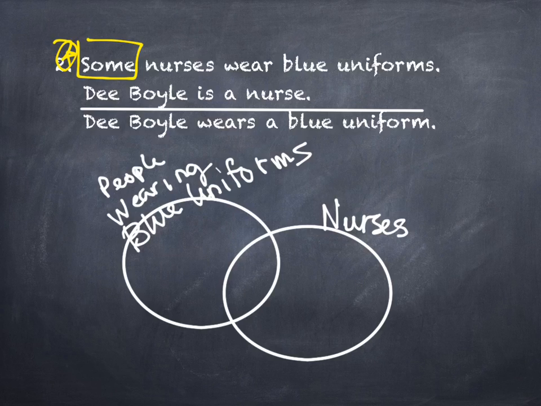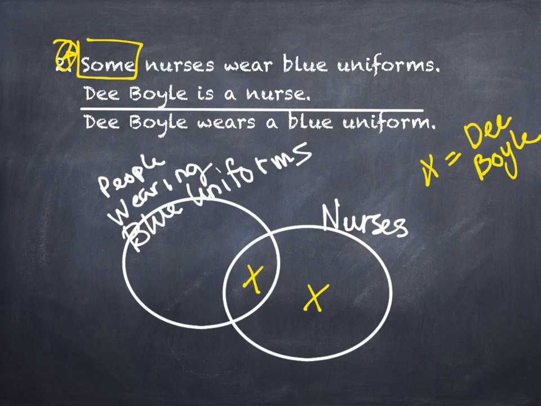And then we're going to do the same thing we did last time. We're going to let the letter X, or whatever you want, be D. Boyle. And what we're told in the second statement is that D. Boyle is a nurse. So where could the X go? Okay, so it could go in the middle, or it could go in the nurses only section.